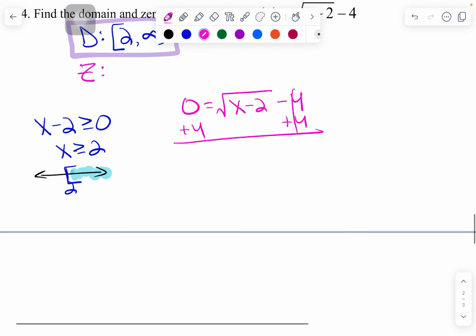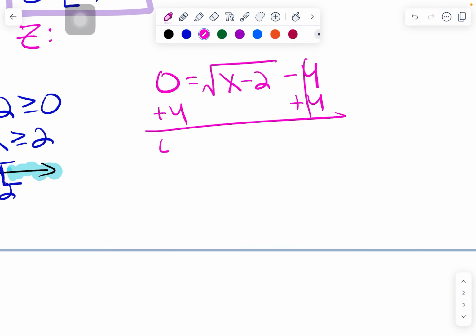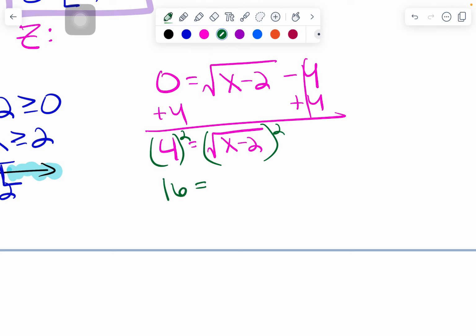So let me zoom in on this. We've got 4 is equal to the square root of x minus 2. I, of course, need to square both sides. So on the left side, 4 squared is going to be 16. So square and square root cancel, x minus 2. Go ahead and add 2 to both sides. I'm going to get x is equal to 18, maybe.